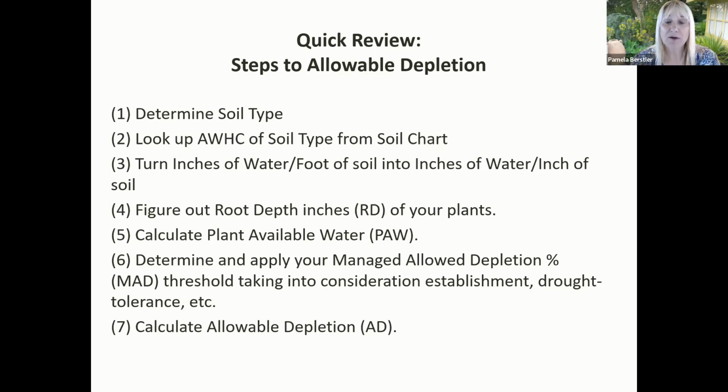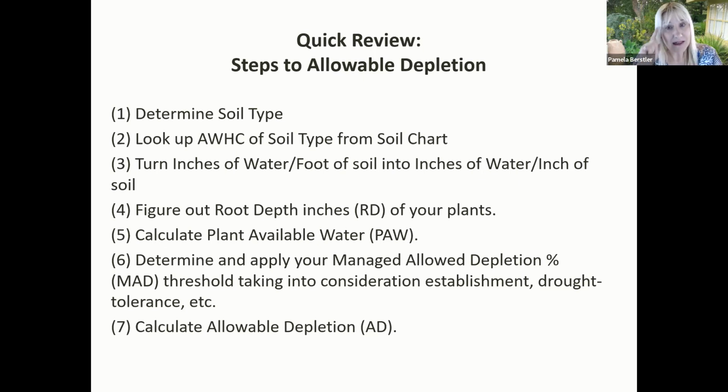Then we figure out the root depth of the plant. We use a soil probe or whatever to determine the root depths of our plant. And we calculate the plant available water, which is just the available water holding capacity in inches per inch for our soil times the root depth of the plant. That gives us the plant available water, soil moisture reservoir, container of water, lots of ways to describe it, but plant available water in this snapshot in time.